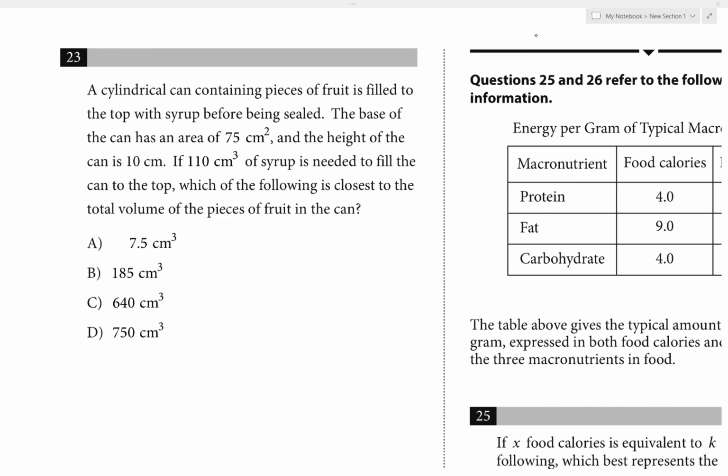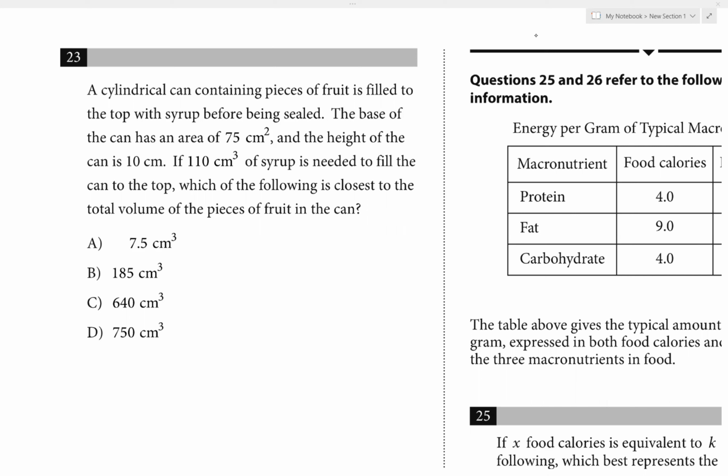And number 23, a cylindrical can contains pieces of fruit and is filled to the top with syrup before being sealed. The base of the can has an area of 75 centimeters squared and the height of the can is 10 centimeters. If 110 cubic centimeters of syrup is needed to fill up the can to the top, which of the following is closest to the total volume of the pieces of fruit in the can?